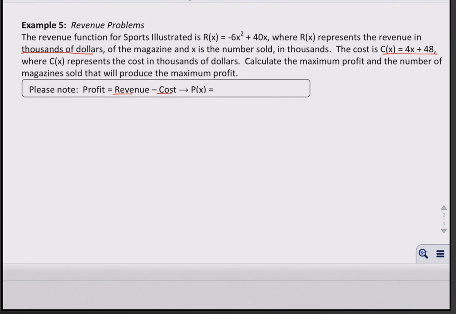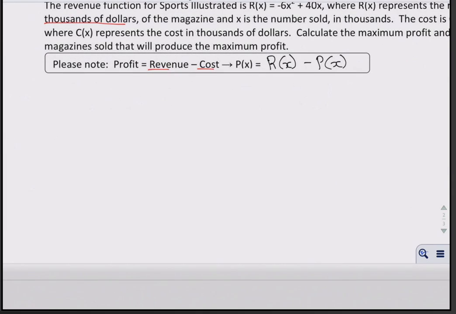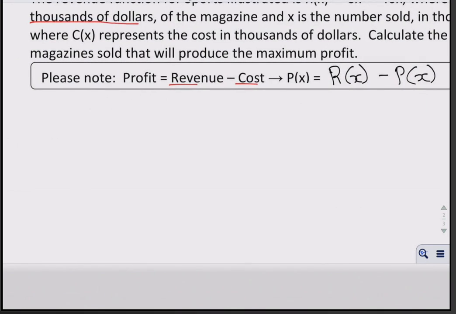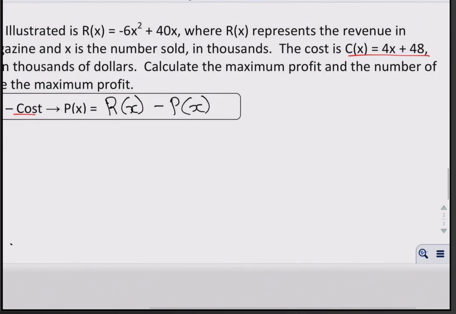Keeping in mind that the profit is your revenue minus cost. So in terms of a formula, my profit is going to be revenue, R(x), and this is function notation. Don't get too concerned with this, we're going to talk about it in the next unit, minus C(x). So what does that look like? Let's start generating the equation. We have our profit, P(x), equals revenue. In this case, it's negative 6x squared plus 40x.